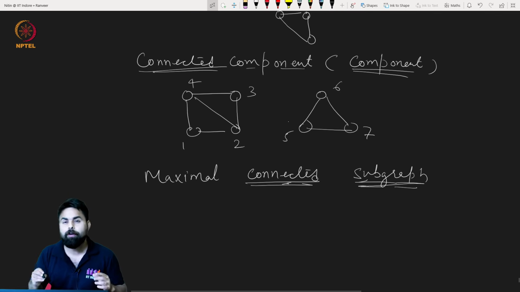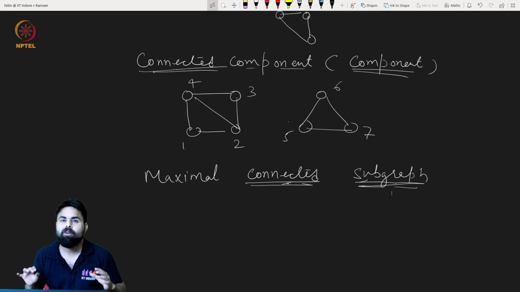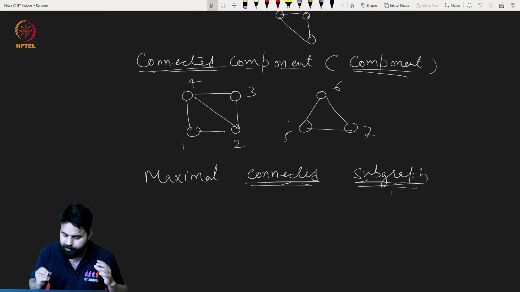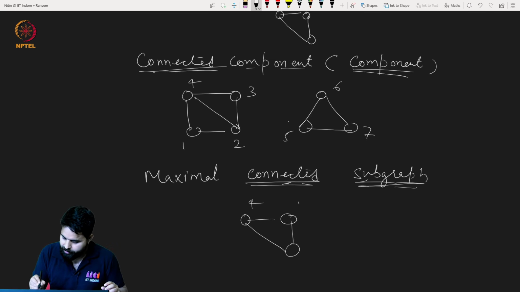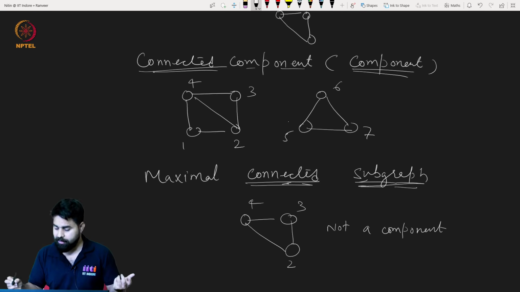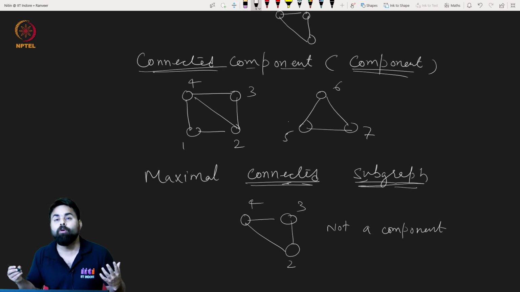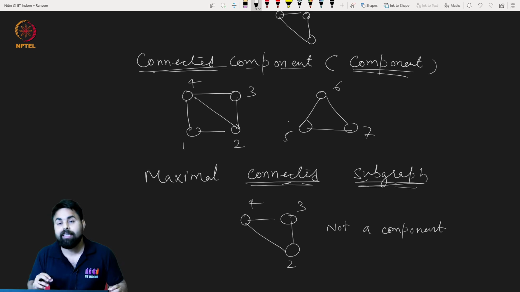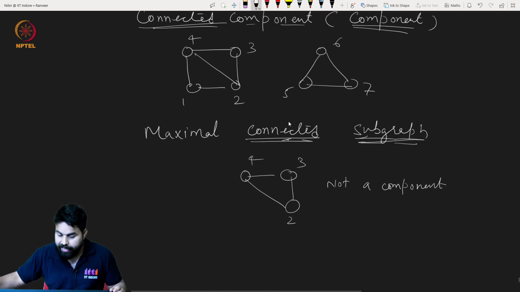So, for example, I will first tell you a subgraph which is not maximally connected, that means it is not a connected component. So let me tell you this subgraph. Okay, so 4, 3, 2. I am saying that this is not a component. Why is this not a component? Because you can still add vertex 1 to it and then edges to it, basically making it larger, right? So in that sense this is not maximal, right? Larger, and still the connectivity is maintained, right?